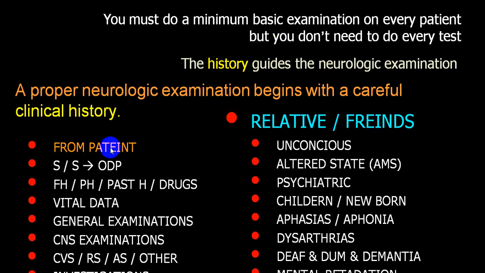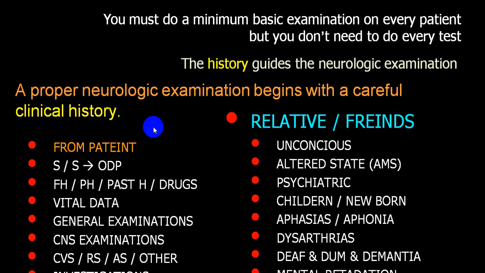So a good history from the patient regarding symptoms and signs, origin, duration and progress, family history, past history, personal history and history of taking drugs, vital data examination followed by general examination followed by CNS examination and then systemic examination like CVS, RS, elementary, etc. And then for final confirmation, investigations.